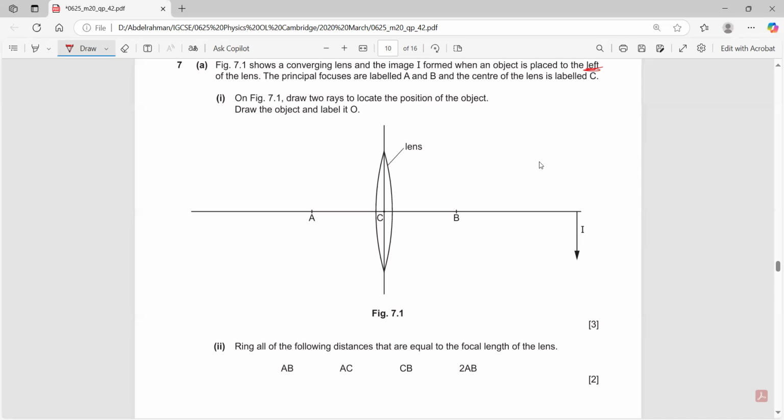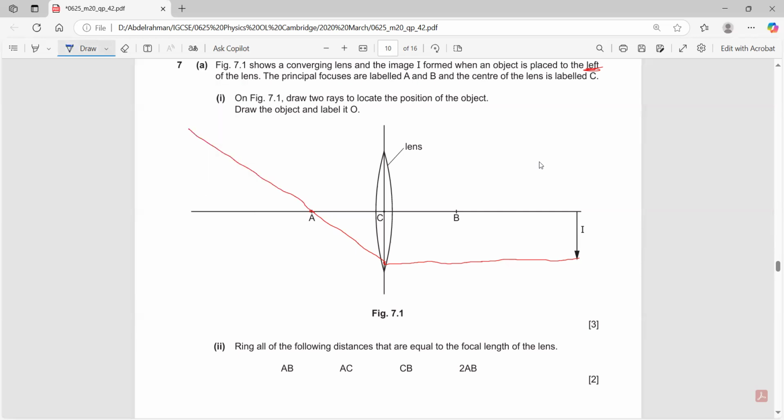Let's draw. First line, can I draw the easy line, which moves parallel to the principal axis? You have to draw this line parallel to the principal axis. Again, you're drawing using your ruler until it reaches the center of the lens, and then it passes through the focal point, and continue the line a bit further up. Right, this is the first line.